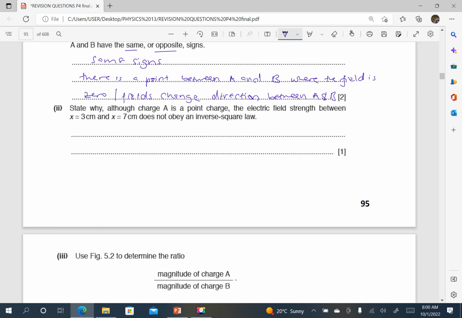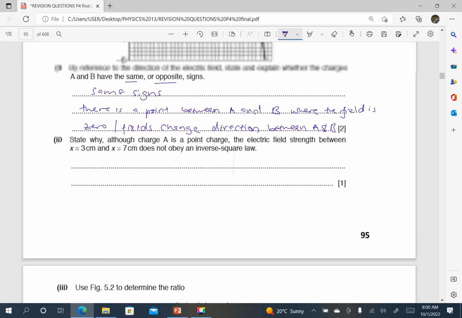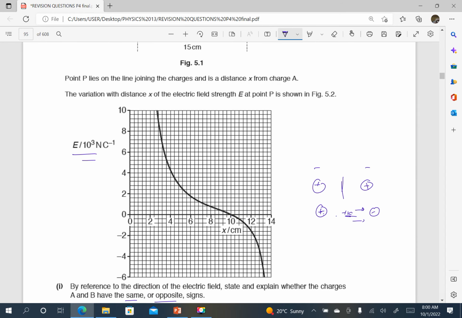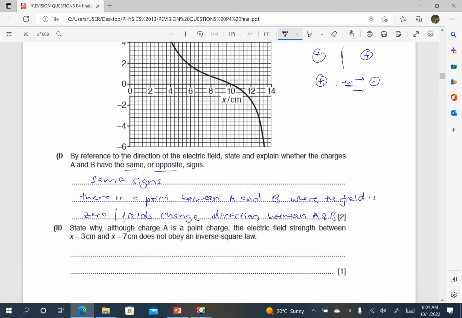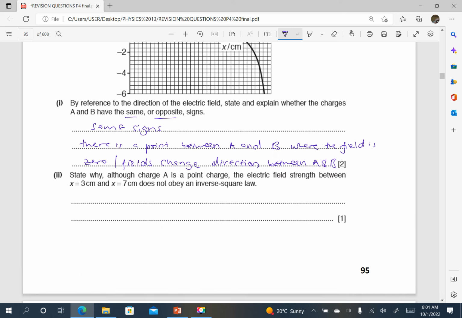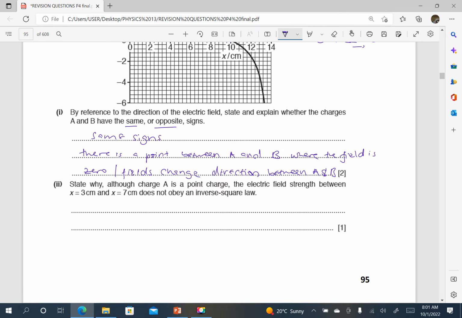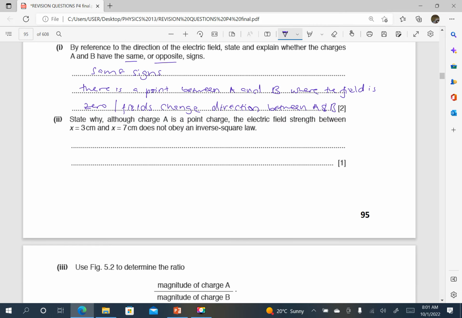State why, although charge A is a point charge, the electric field strength between x equals 3 centimeters and x equals 7 centimeters does not obey an inverse square law. They are saying although A is a point charge, the electric field strength between x equals 3 and x equals 7 does not follow the inverse square law. Yes, it is a point charge, but it is not the only charge there. There is also charge B, which is influencing the field. Therefore, we can say the field of charge A is also influenced by charge B.